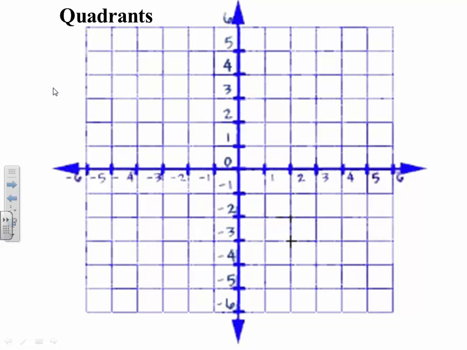All right, if you would please go to a different graph. We're going to label the quadrants. You know the word quad means 4. Okay, quad means 4.